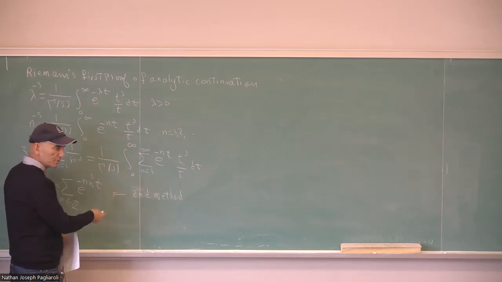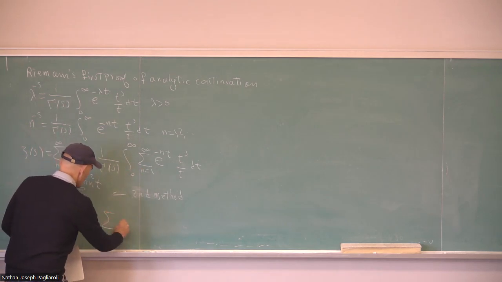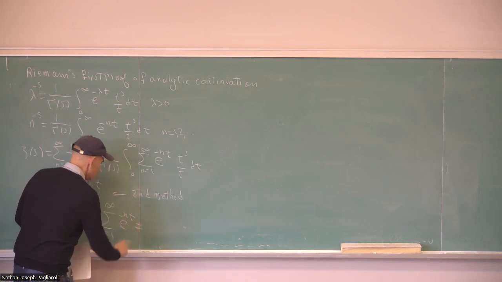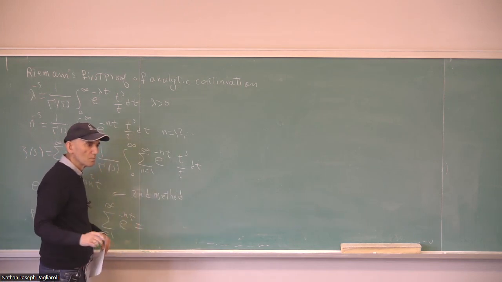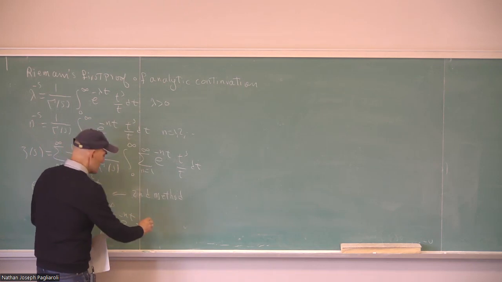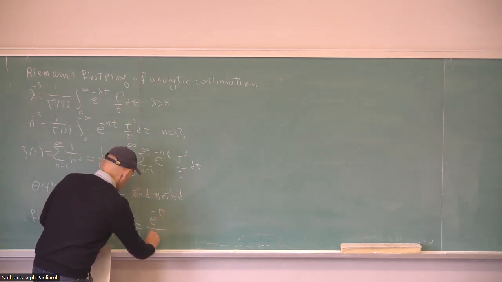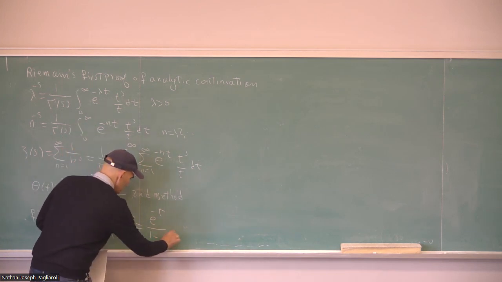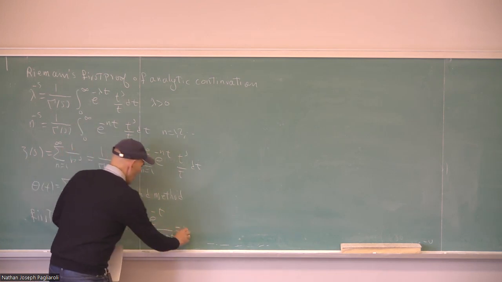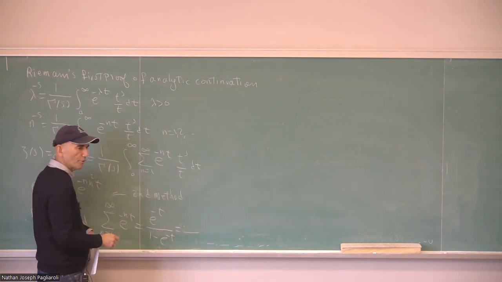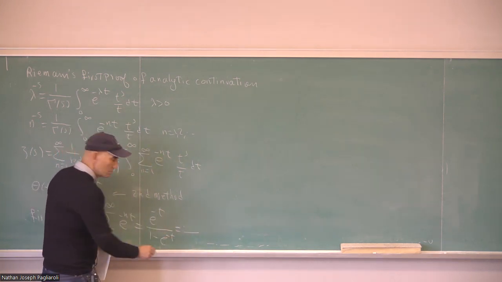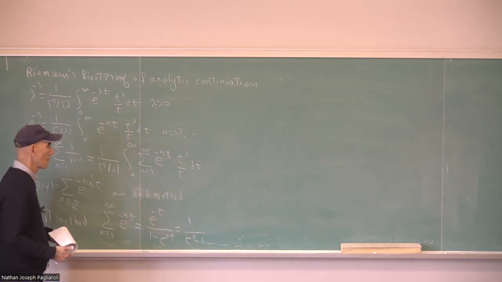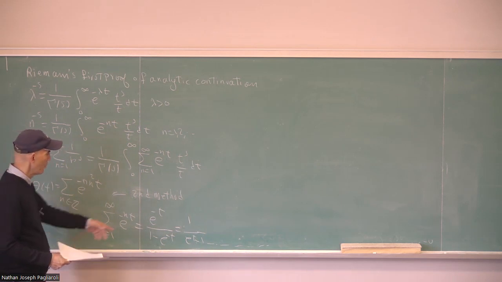What is the sum of this, e to the minus nt, from 1 to infinity? That's, of course, e to the minus t over 1 minus e to the minus t. And if you multiply, you're going to get 1 over e to the t minus 1, right?